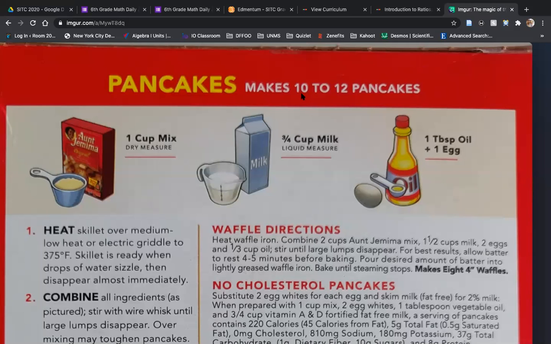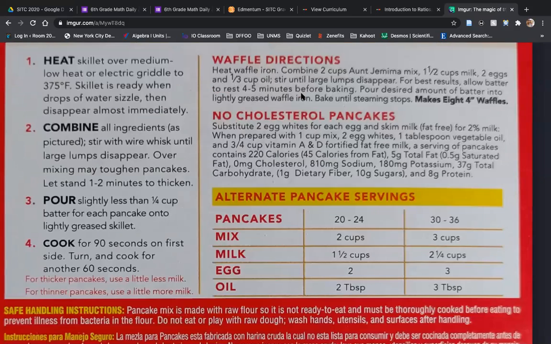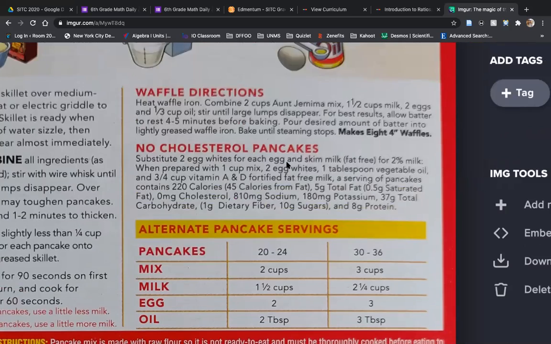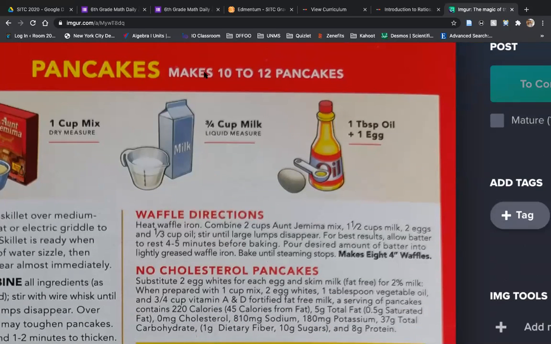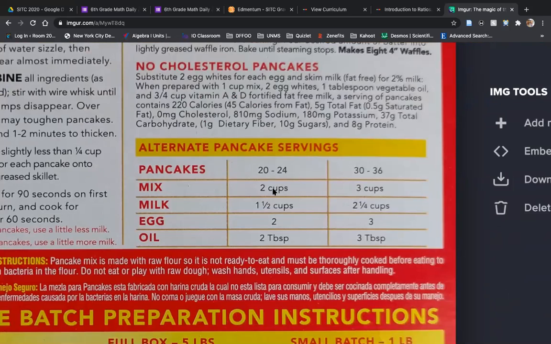That's when ratios come into play, right? And the box here actually helps you do that. So if I scroll down here, we'd see it says alternate pancake servings. So over here it says, if I wanted to make, say, 20 to 24 pancakes, that's basically just twice the recipe from before. So the way that you do that is you just double the ratio. So instead of saying 1 cup of mix, it requires now 2 cups of mix.